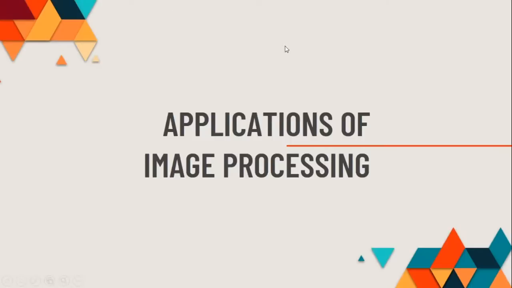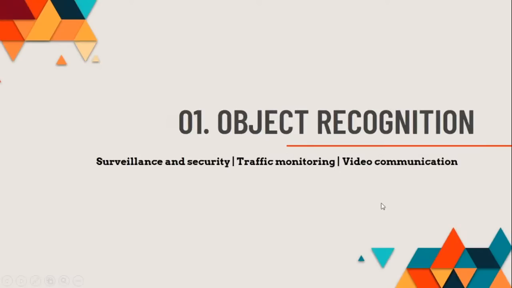Then we'll move on to the applications of image processing. First, object recognition. Object recognition is a major application which has been used in a lot of areas, for example surveillance and security, traffic monitoring, as well as video communication. If you take surveillance and security, object recognition is going to be the future application, and it will be helpful for surveillance and security. For example, object recognition is nothing but recognizing an object, as in a robot.